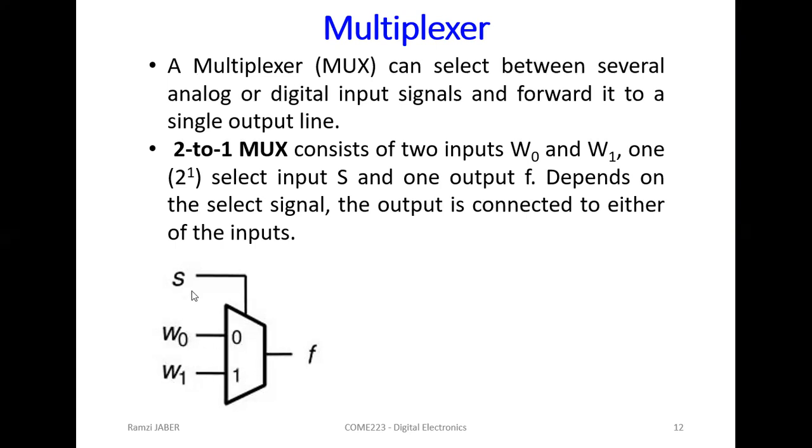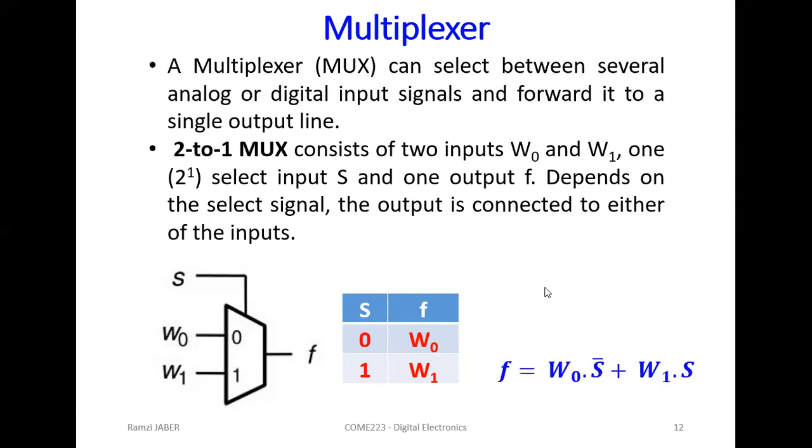This is called a multiplexer. It is used till now in communication circuits, in telephone switching circuits and mobile switching circuits. Here, if S equals 0, the output will be equal to W0. If S equals 1, the output will be equal to W1. It's selection.